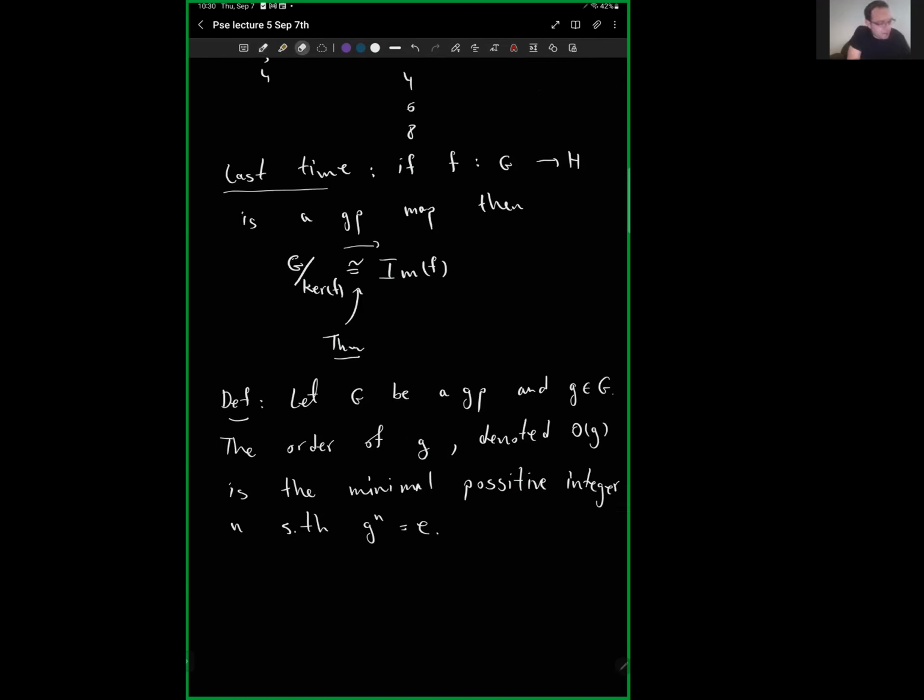I guess the minimal non-negative integer, because it could be 0. Well, sorry. And if no such number exists, we set o(g) to be infinity.